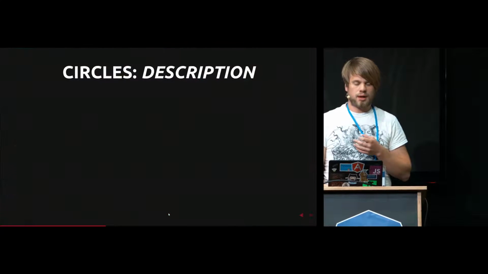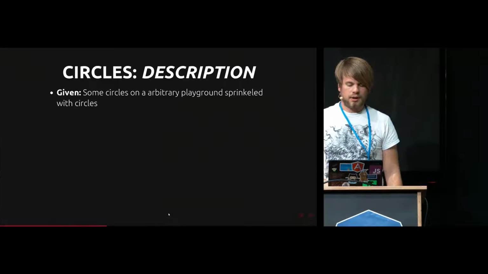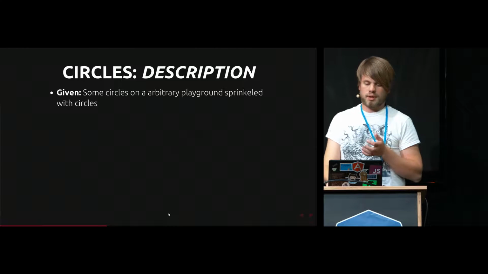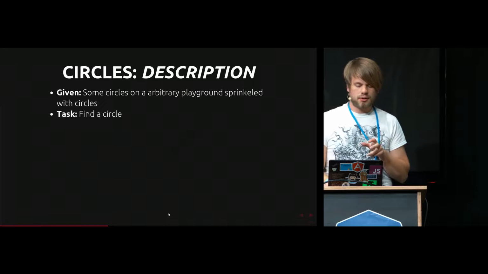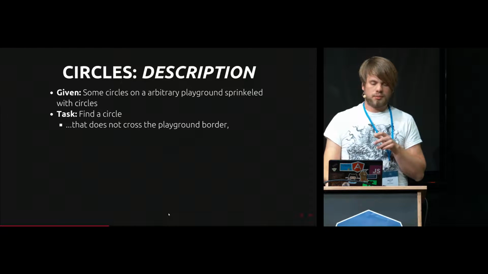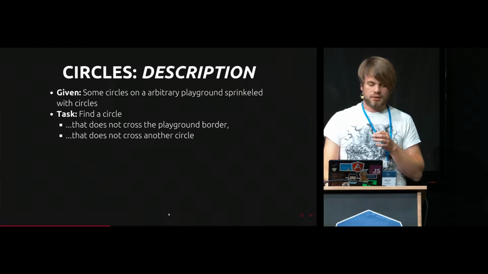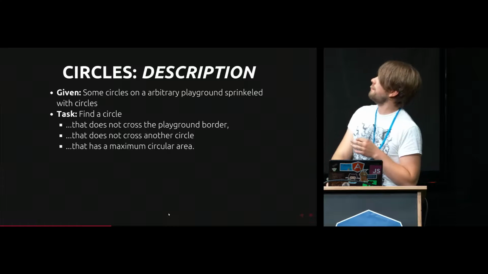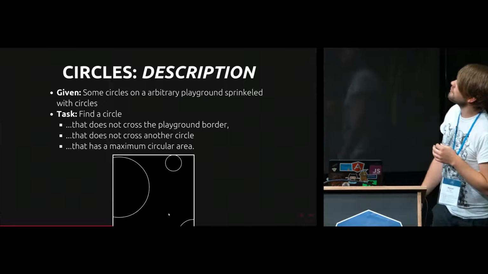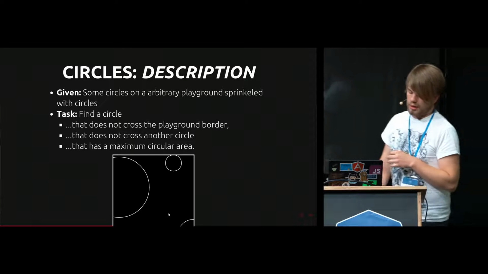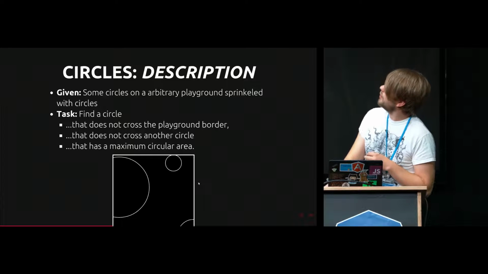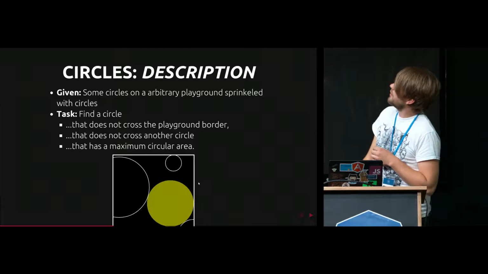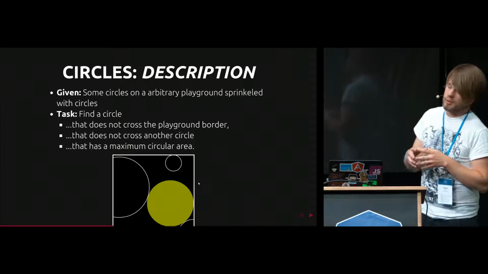And this time we're actually trying to figure out a more or less computational problem. We have given an arbitrary playground, and it's sprinkled with some circles. And our task now is to find another circle that does not cross the playground border, that does not cross any other circle, and that has a maximum circular area. So this is our example playground. And a very good fitting solution for this problem would be this yellow circle. This yellow circle has a maximum area, but it does not cross any other border.